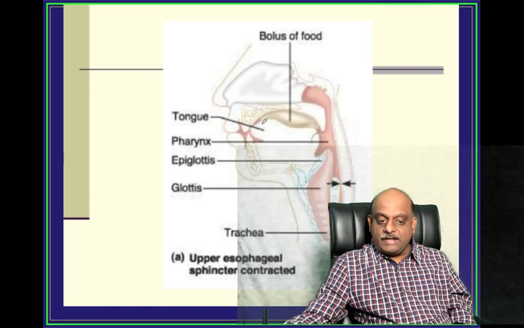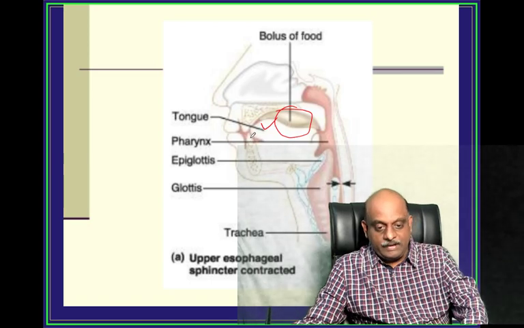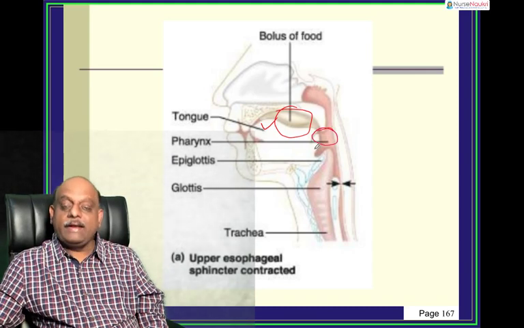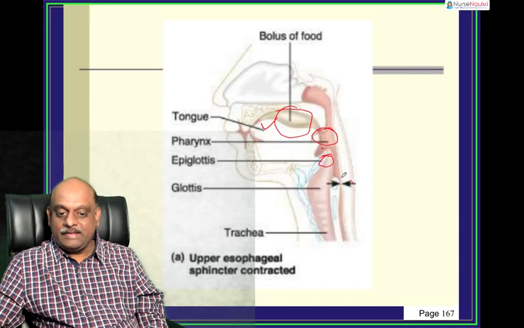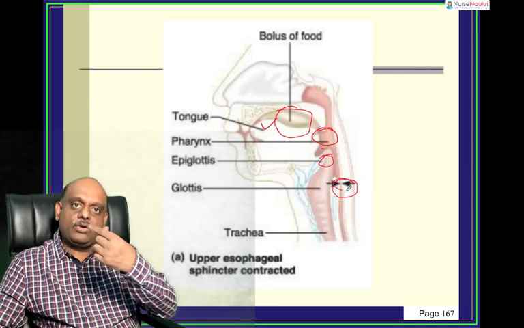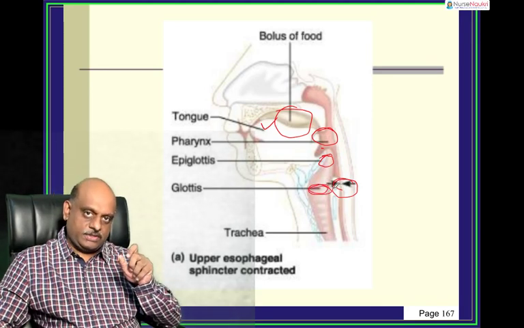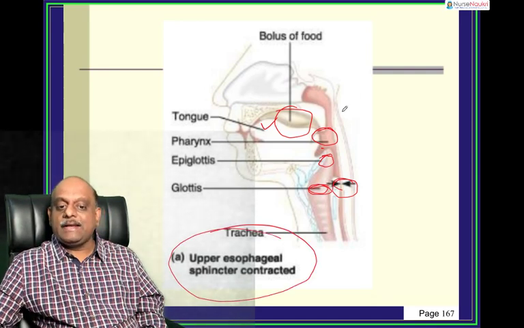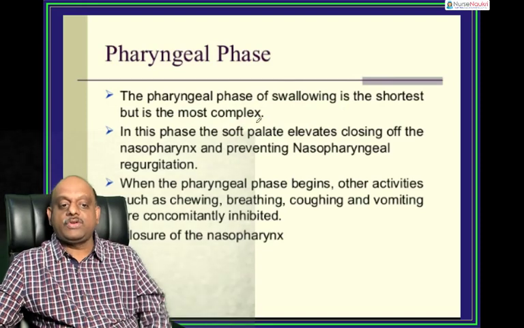Now, this is the tongue, and let's say the bolus of food is over here, and here we are talking about the pharynx. We have the epiglottis, and this is the glottis. Obviously, the glottis is the area where the vocal cords are typically located. So, the upper esophageal contraction is a very important component in this initial phase, is what you need to remember.